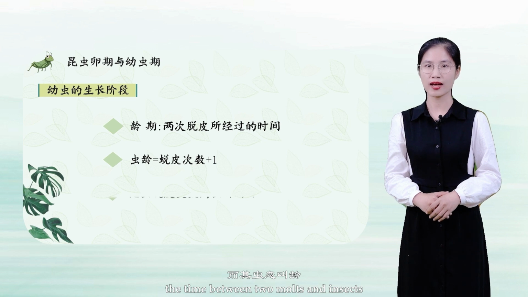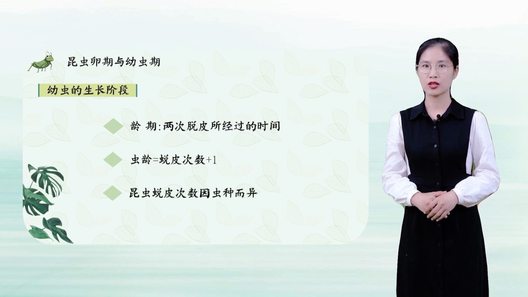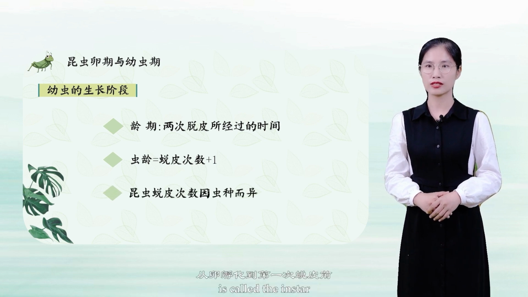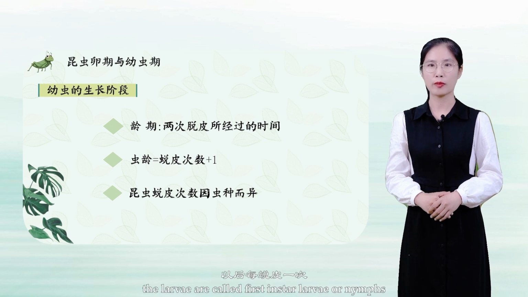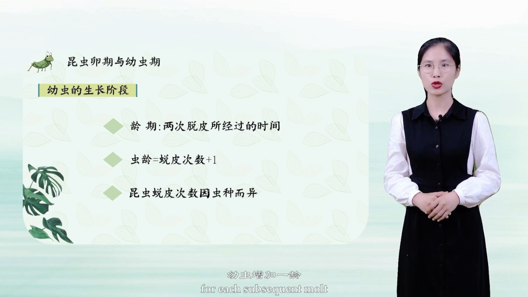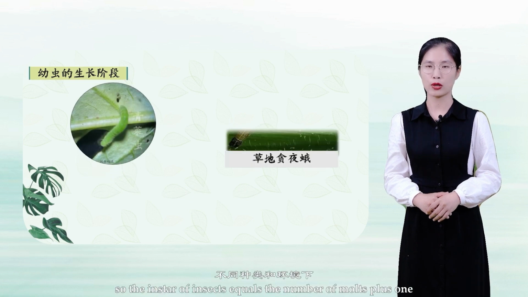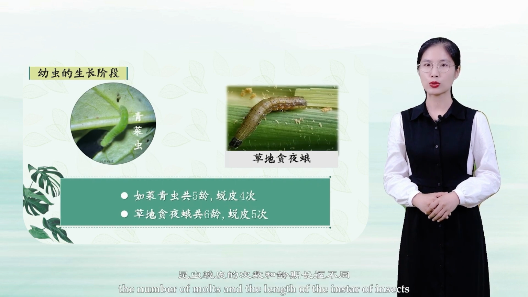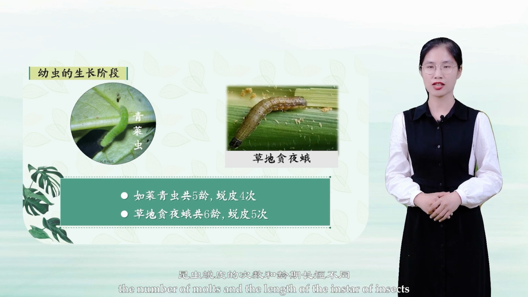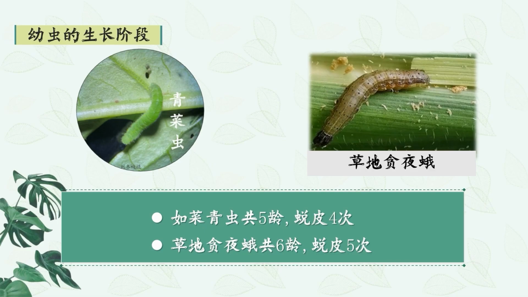The time between two molts in insects is called the instar. From egg hatching to the first molt, the larvae are called first instar larvae or nymphs. For each subsequent molt, the larvae increase by 1 instar. So the instar of insects equals the number of molts plus 1. The number of molts and the length of the instar of insects vary in different species and environments.